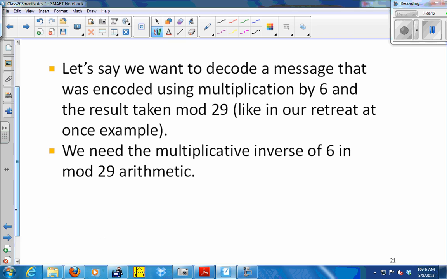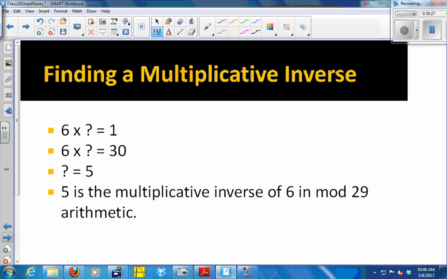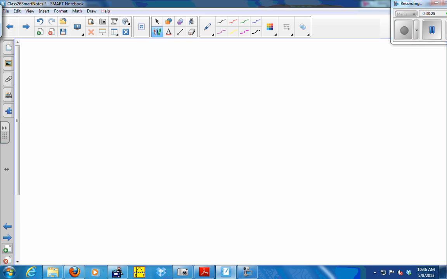So let's say we want to decode a message that was encoded using a multiplication by 6 and the result taken mod 29, like the example we just did. We need the multiplicative inverse of 6 in mod 29 arithmetic. So I need to know 6 times what gives me 1 back in mod 29. First I ask myself, is there a whole number you can multiply 6 by to get 1?